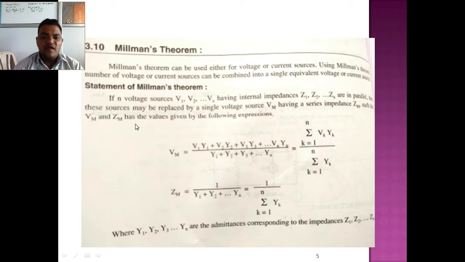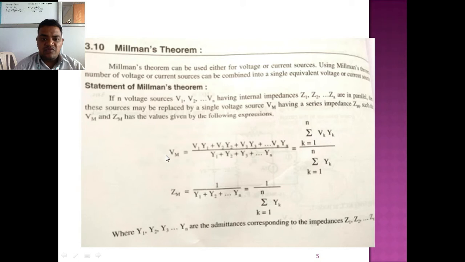V of M is obtained by combining all the terms: V1 Y1, meaning V1 upon R1, V2 upon R2, V3 upon R3 up to Vn upon Rn. Here the admittance is the reciprocal of the resistance. That is why, in this case, V1 Y1 plus V2 Y2 plus V3 Y3 plus up to Vn Yn, upon Y1 plus Y2 plus Y3, meaning 1 upon R1 plus 1 upon R2 plus 1 upon R3, and in this way Yn means 1 upon Rn. Here is the summation of all the terms, Vk and Yk, with k varying from 1 to n, finally giving Vn and Yn.